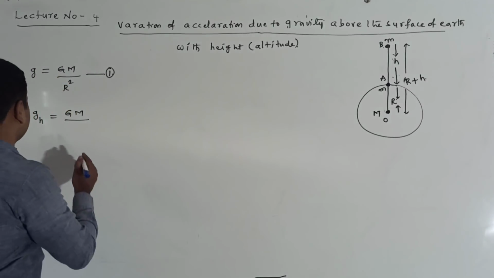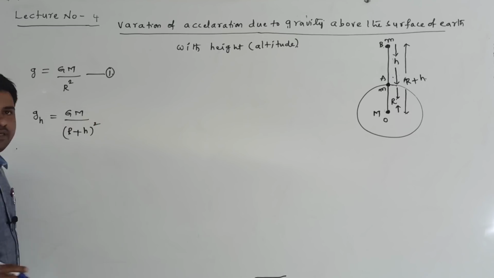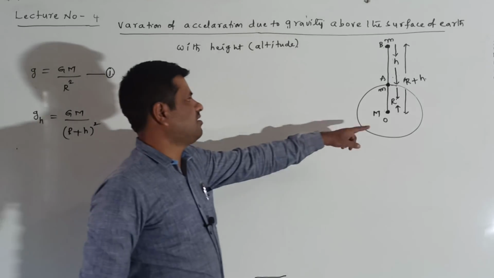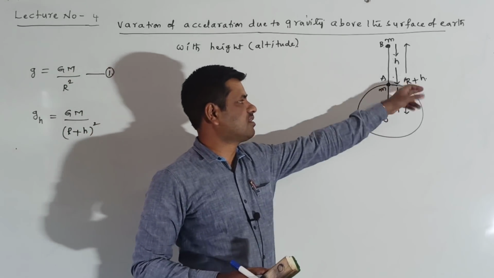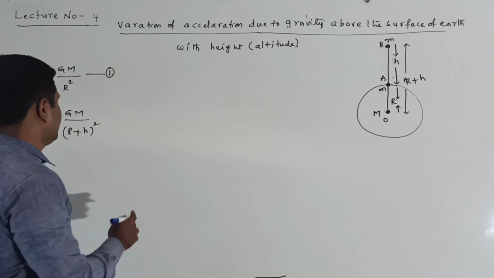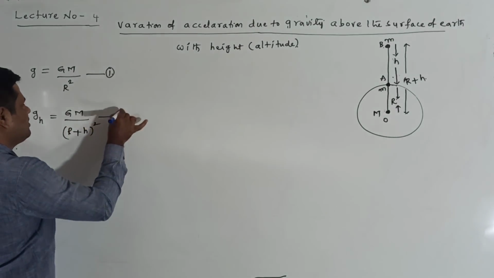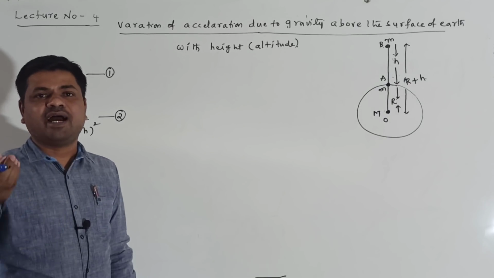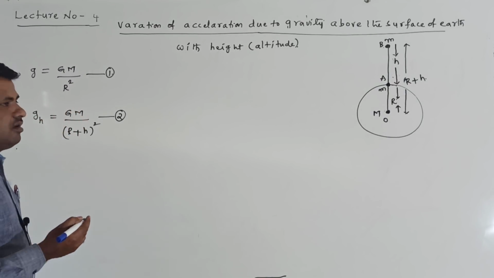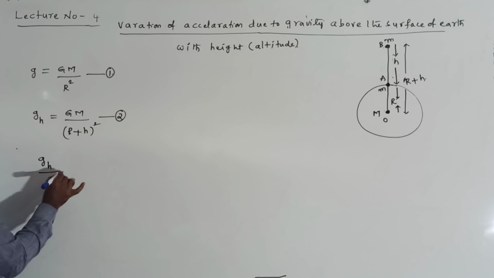So I am writing gh equals GM by (R plus h) whole square. Clear? Because the body is lifted to point B, and the distance of point B from the center of the earth is R plus h. So in the place of R, I am writing (R plus h) whole square. Here gh is the acceleration due to gravity at h height. This is equation number 2. Now I want to find gh by g.